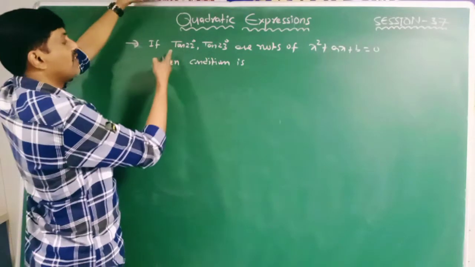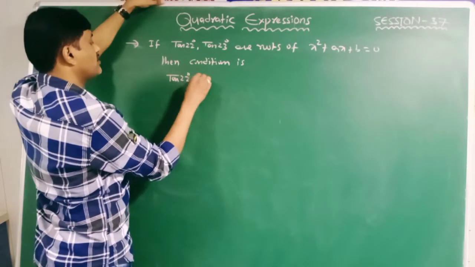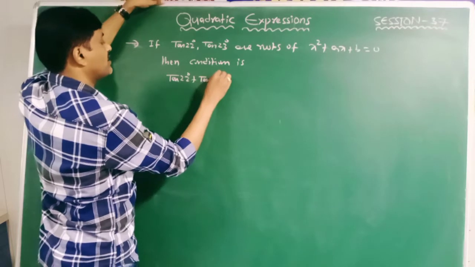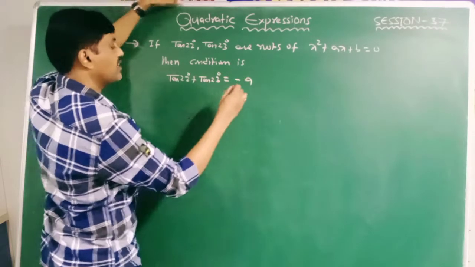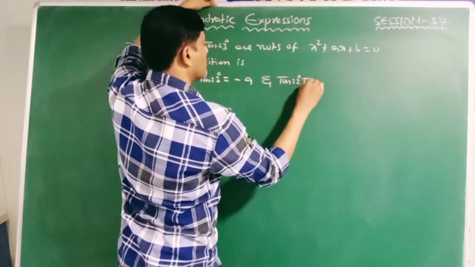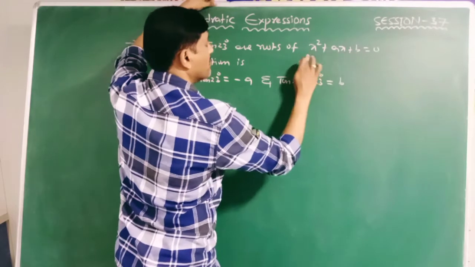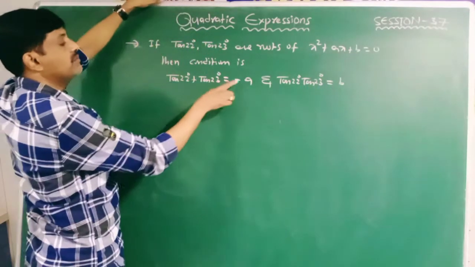What is the sum of the roots? The sum of the roots is nothing but tan 22 plus tan 23, which is equal to minus a. And the product of the roots, tan 22 into tan 23, is equal to what? Simply b by 1, that is b.